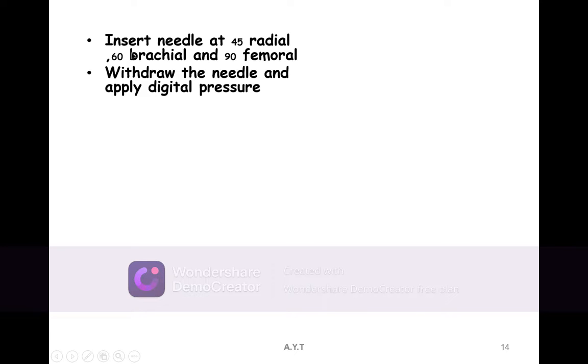To cross the radial artery at the 60 degree, usually people do it perpendicularly. Better to go at the 45 degree angle. It is the standard way to do it. Brachial 60 degree and 90 degree femoral. Now withdraw the needle and apply digital pressure afterwards.